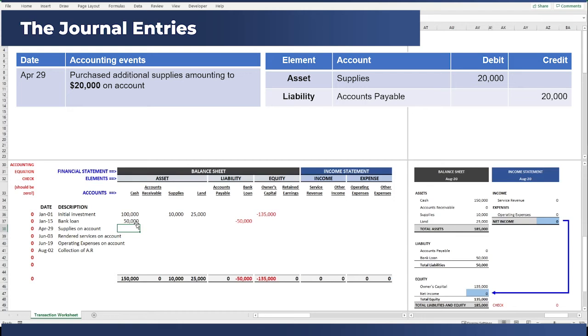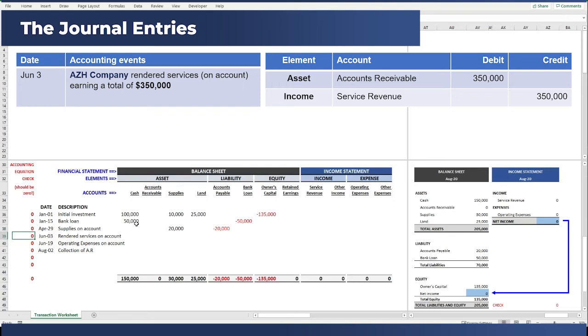The third transaction is a purchase of additional supplies amounting to $20,000 on account. When we say on account, it means you have not yet paid it. So we have increased supplies for 20,000 because you received supplies. And then your accounts payable will increase. An increase in liability is a credit. So we credit 20,000 to your accounts payable. You have to ensure always that your check is zero.